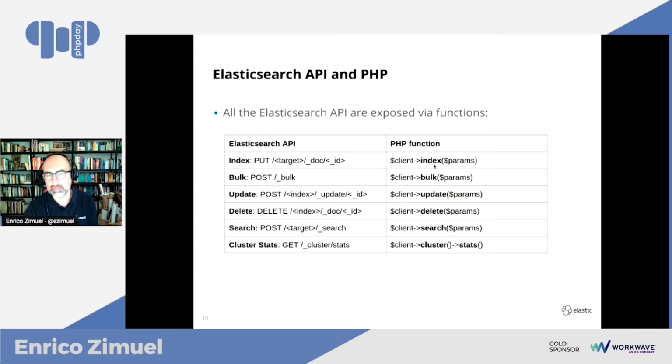We will create a function that is index. So we try to use the same name. And we use the $params, which is an associative array, where basically you specify all the parameters for the specific API. So very simple. We map one-to-one the name of the API with the name of the function.